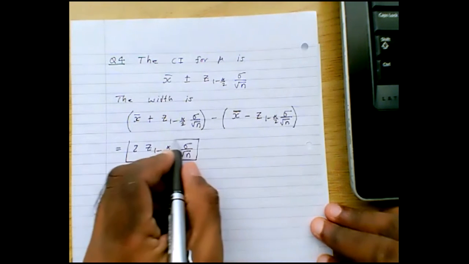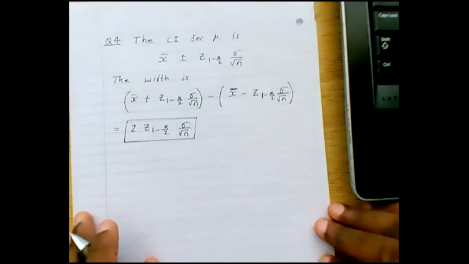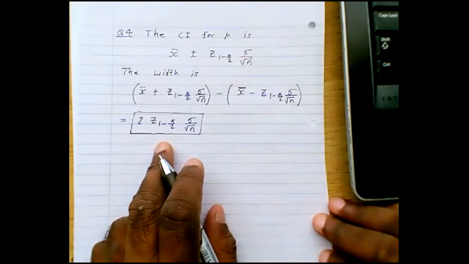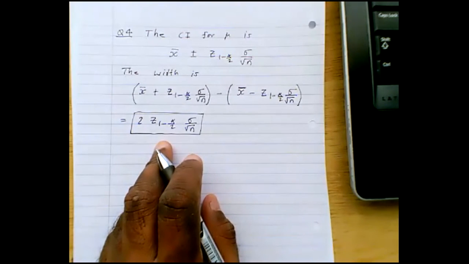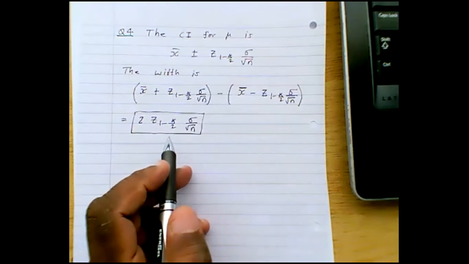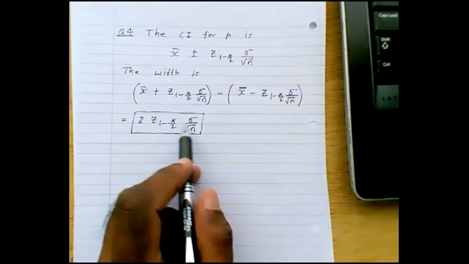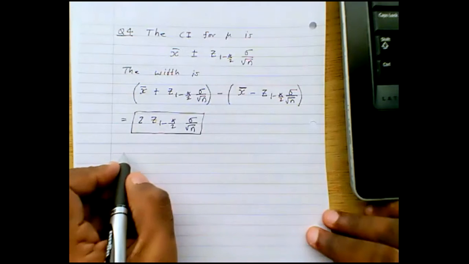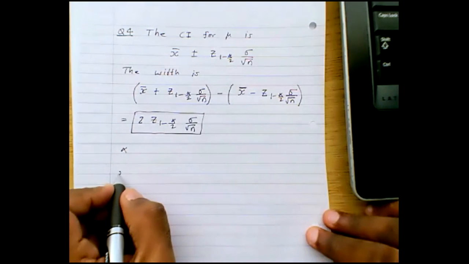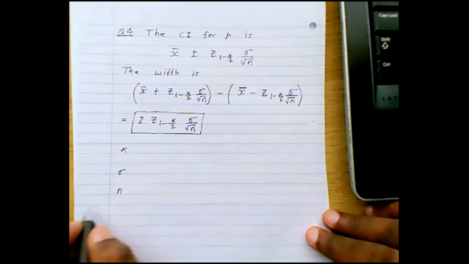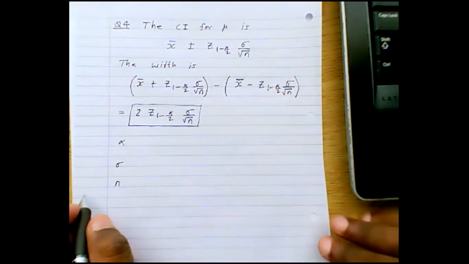Now, if you look at this formula, there are 3 variables that control the formula, namely alpha, sigma, and n. So alpha, sigma, and n. Okay, let's see how they control.